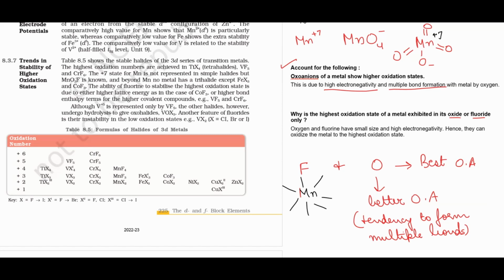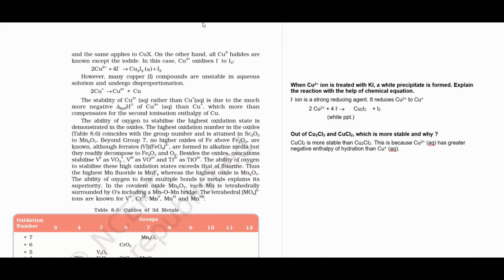So I summarize from this paragraph, 2 points are important. One, highest oxidation states of transition metals are generally observed in their fluorides or oxides. Oxygen stabilizes the higher oxidation state better because of its high electronegativity, as well as, more important, its tendency towards multiple bond formation. Now the next important points.